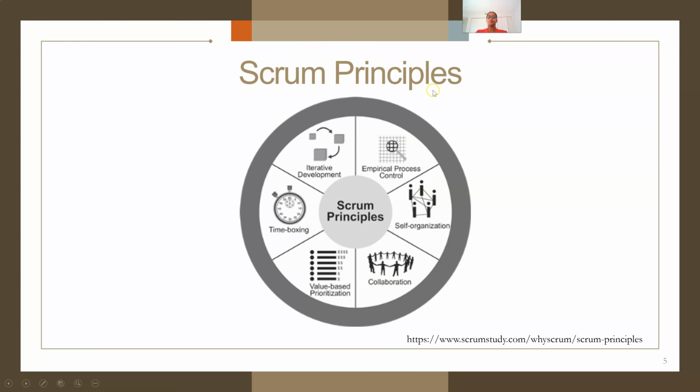Let us move on to the Scrum principles. There are 6 principles under Scrum: empirical process control, self-organization, collaboration, value-based prioritization, time boxing, and iterative development. We will be seeing every one of them shortly. Let us go to the first principle, empirical process control.